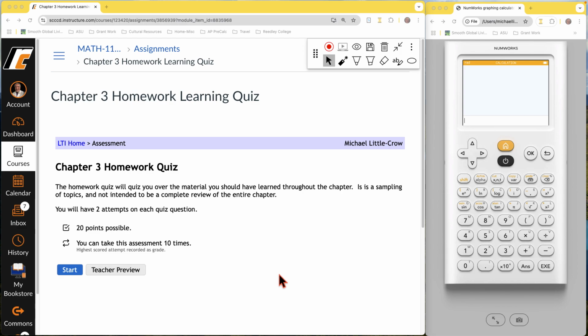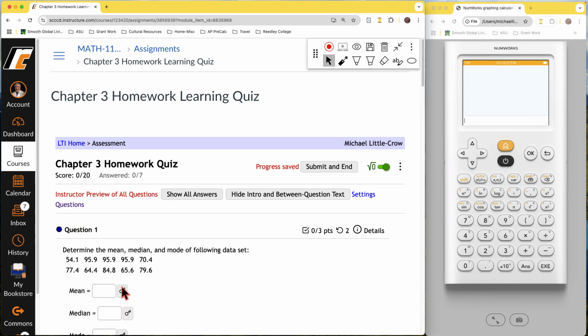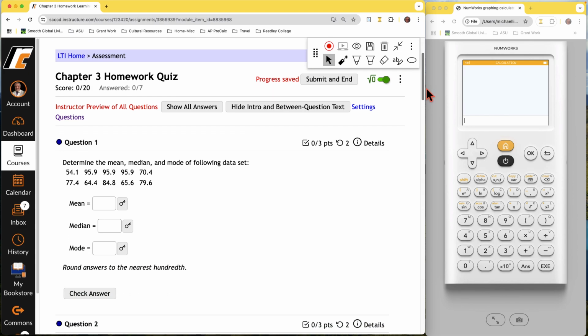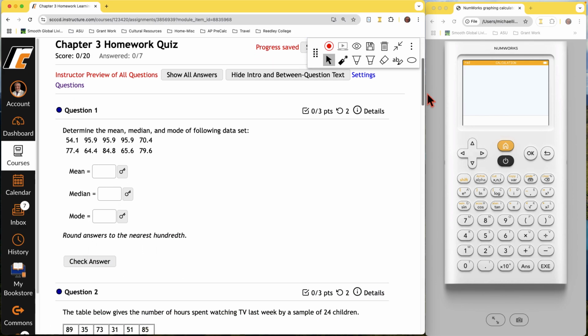So we have our homework quiz for chapter 3. Again, we'll take a look at this, get a preview of the types of questions we'll be asking you to work through in the homework and get some familiarity with. Okay. So for the first question, determine the mean, median, and mode of the following data set.